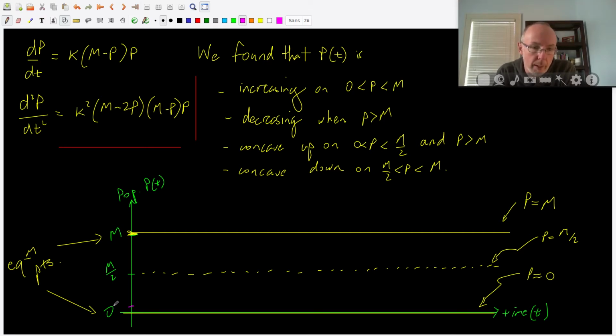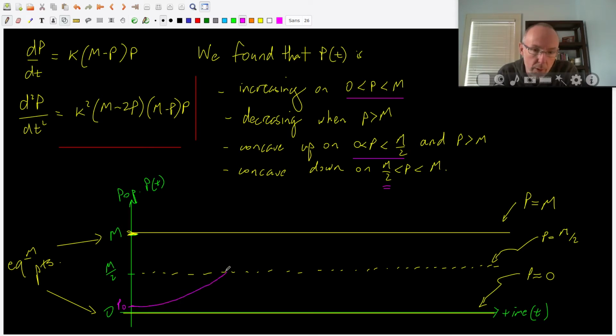Let's say we have an initial value down here. There's our initial population. It's less than m over 2, but it's positive. If it's less than m over 2, then it falls in that region because it's less than m, and so the function is increasing. It's less than m over 2, and so it's concave up. But it's only concave up until you get to m over 2, because at m over 2, things become concave down. So this is an increasing, concave up function.